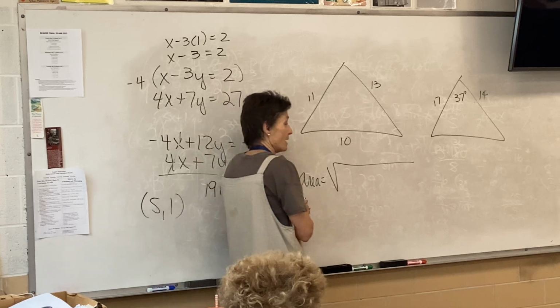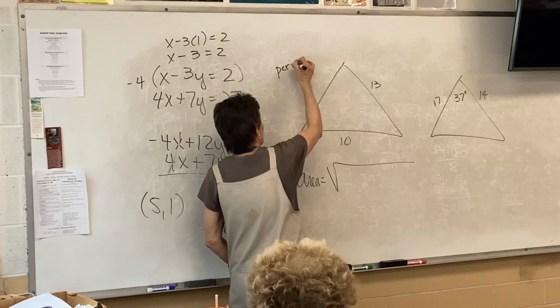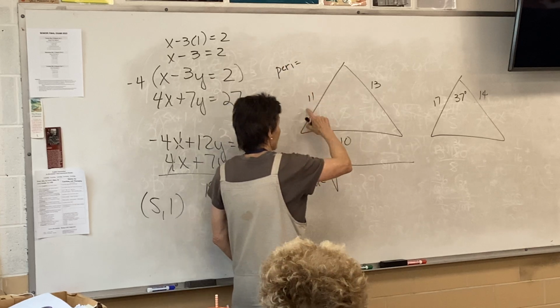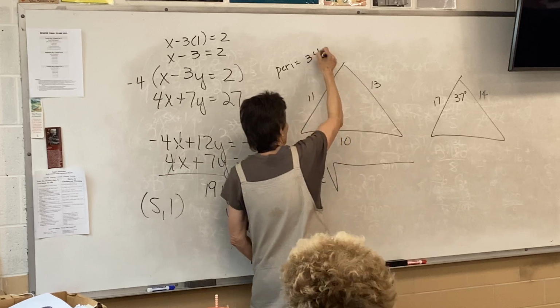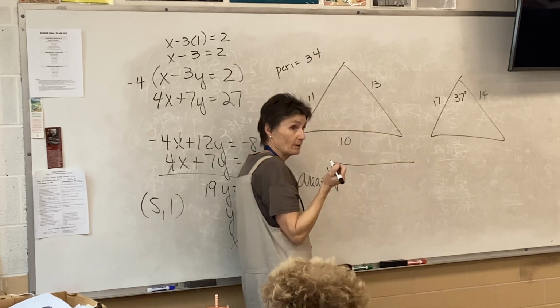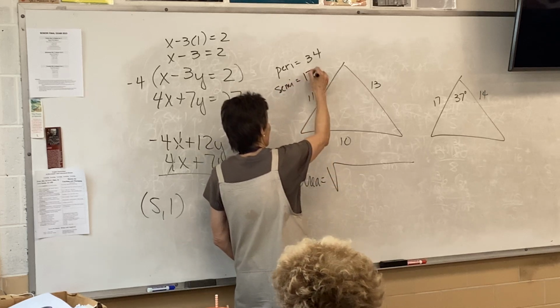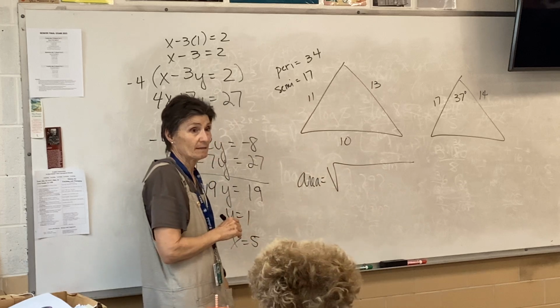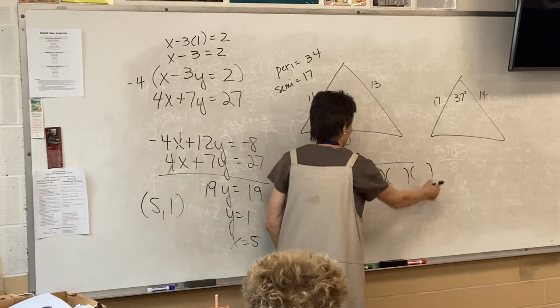Hero's formula says find the semi-perimeter. So first we find the perimeter. We add them all up, and adding them all up gives me 34. Check my arithmetic, 34. This is a calculator problem. Then we take half of that. The semi-perimeter then is 17. So 17 is the first number under the radical.